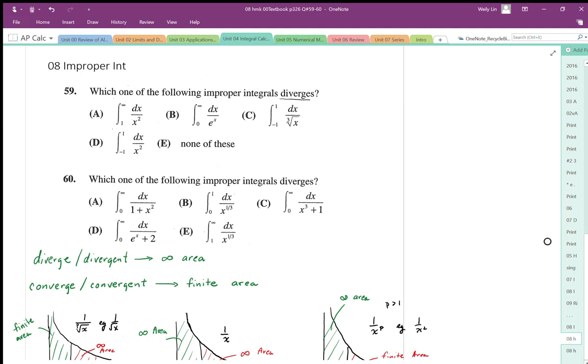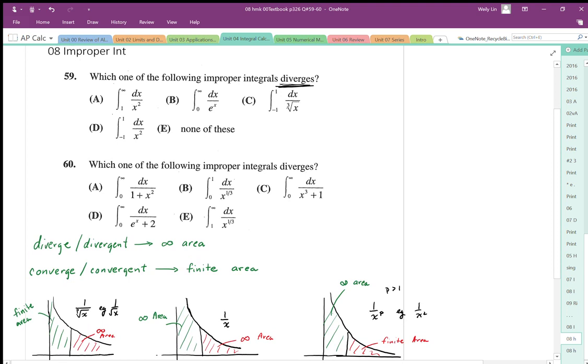These next two questions are to do with converging areas or infinite areas and finite areas underneath those reciprocal curves. And one thing that we have to understand is, first of all, the terminology. It says here, which of the following improper integrals diverges? Well, diverging means that it has infinite area. So we either say it's divergent or diverges, and that has infinite area.